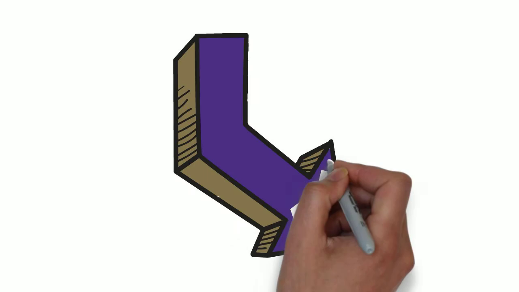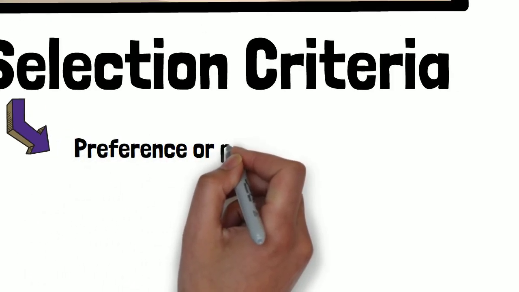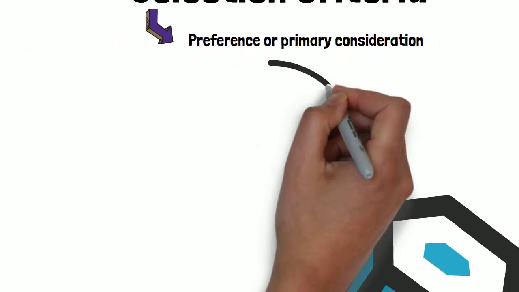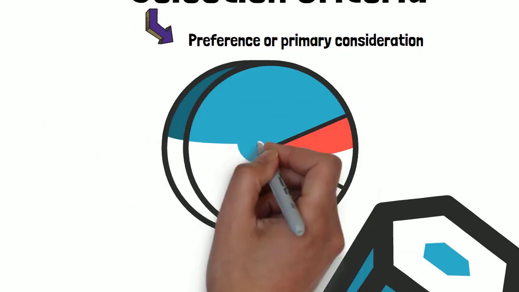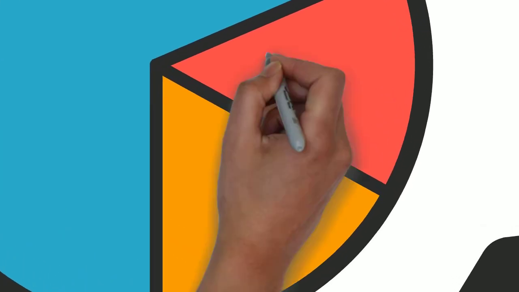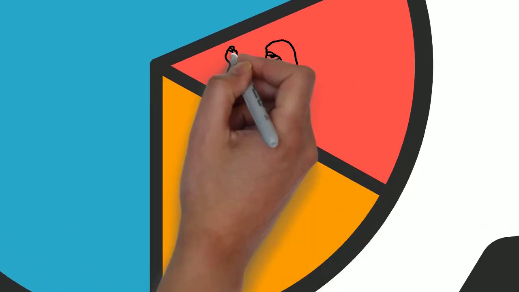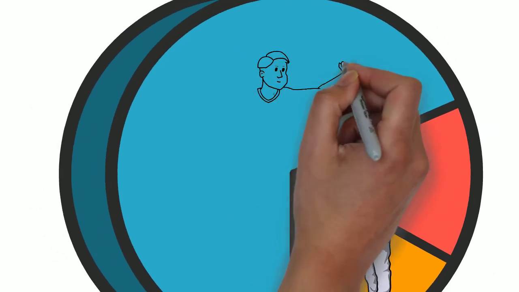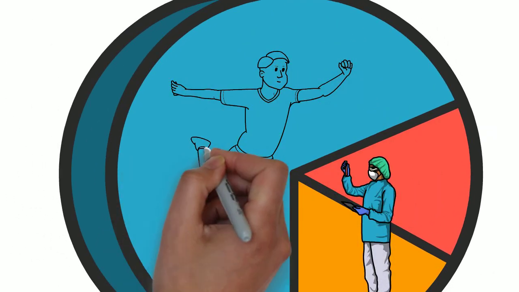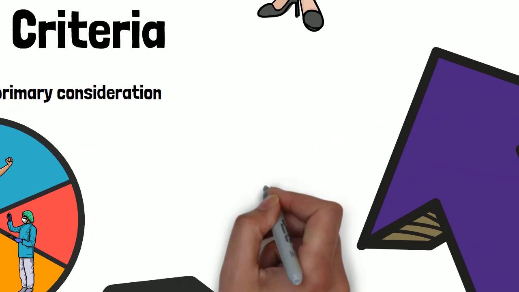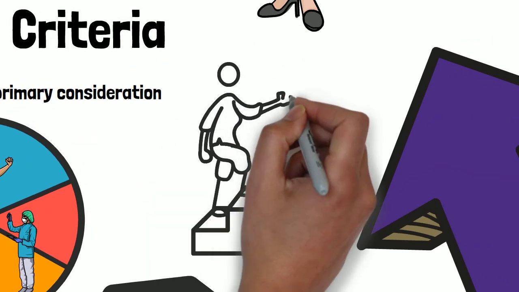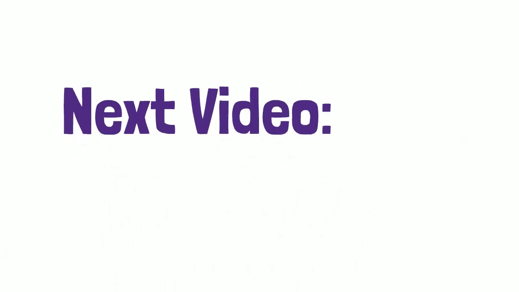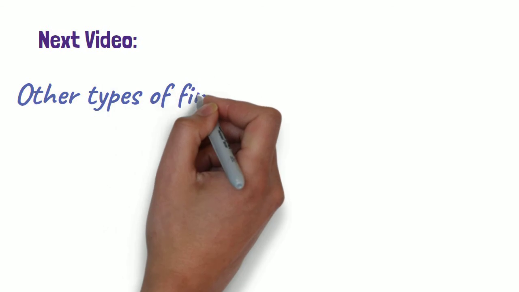In some cases, a selection criteria will include words such as preference or primary consideration, which means students who meet that particular criteria will be considered first before other applicants. This preference does not mean that these students will automatically be awarded the scholarship, so do not be discouraged if you see these words. Each application cycle is different and the applicant pool varies each year.